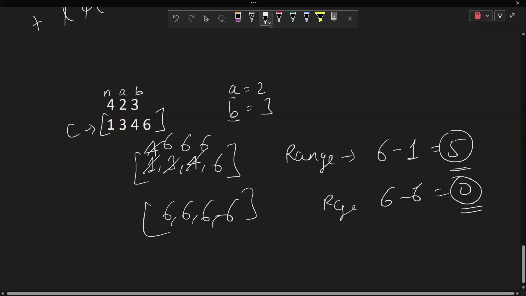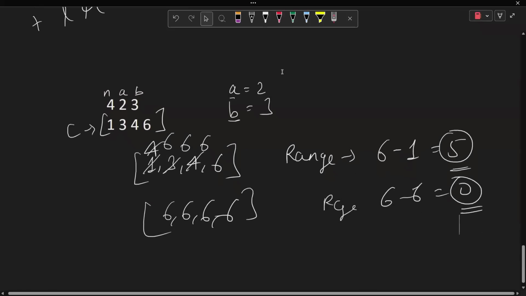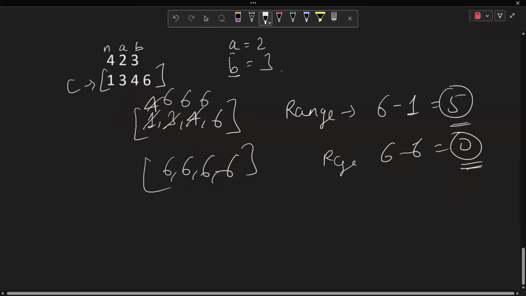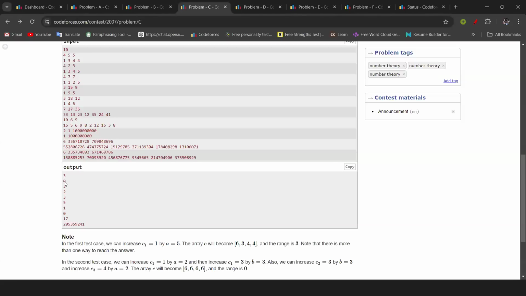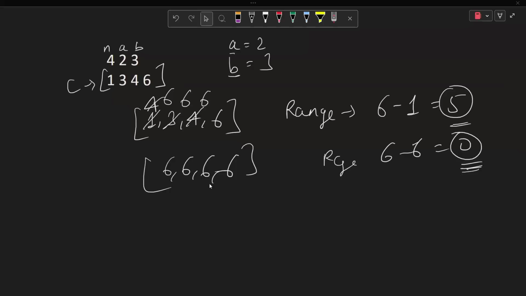So for this test case, you can actually get all the elements equal to 6 through some way of operation, and then you can make the range 0. So 0 is the minimum range for this test case. Here your answer was 0. Now, maybe in some cases you cannot get a 0. It would not be that in every case you would get a 0. I hope the problem statement is clear.